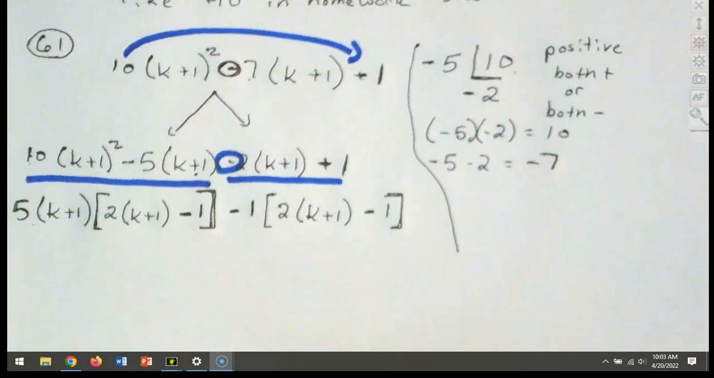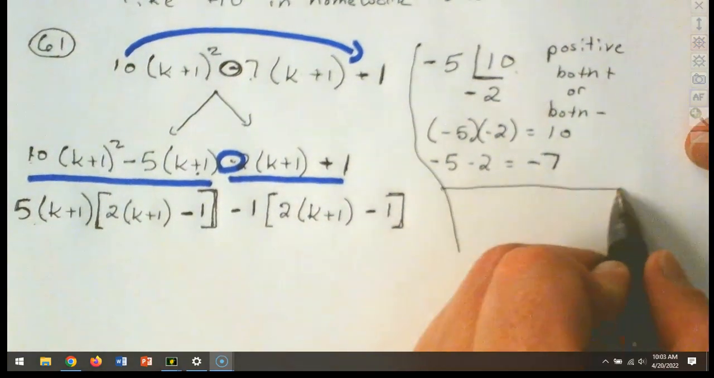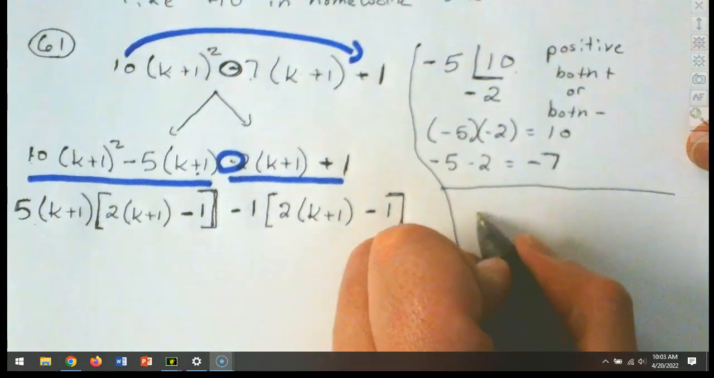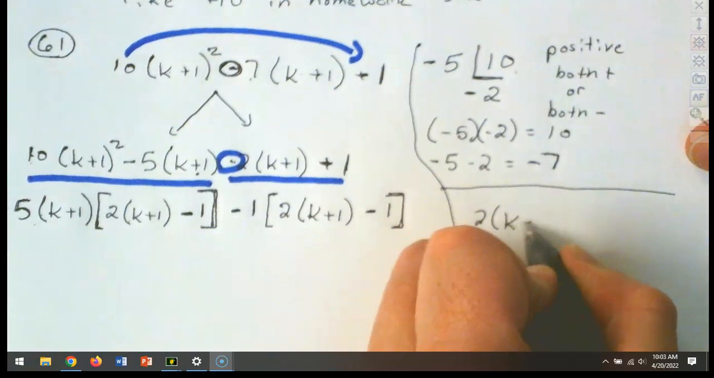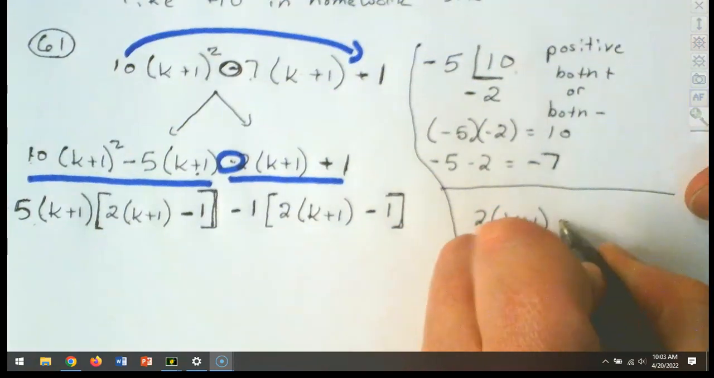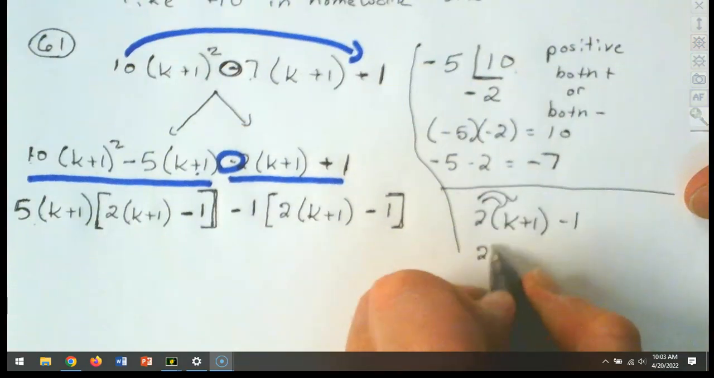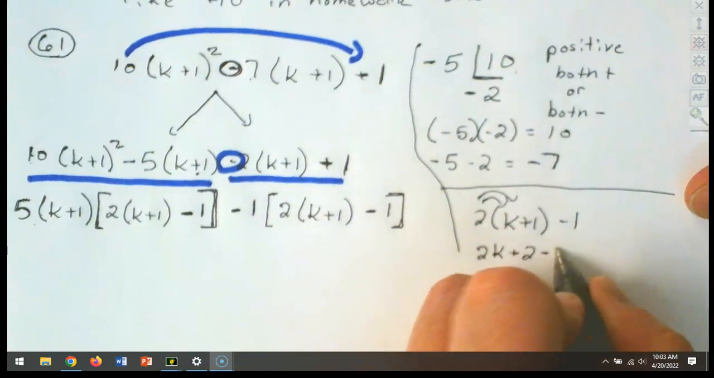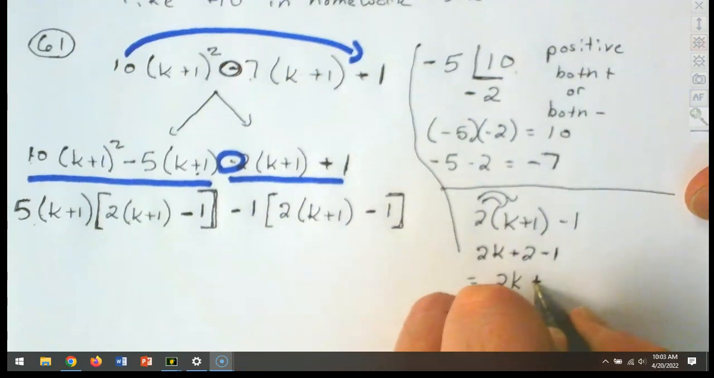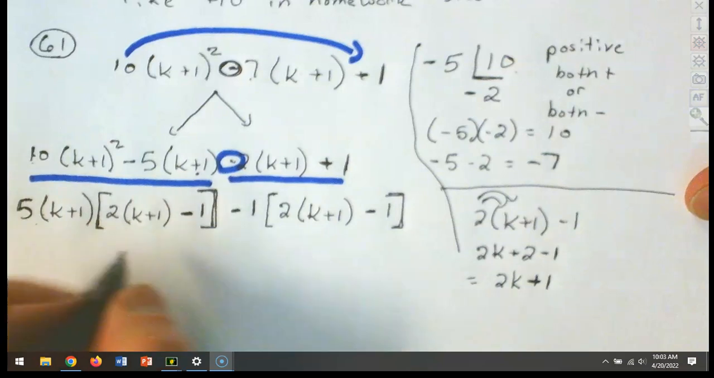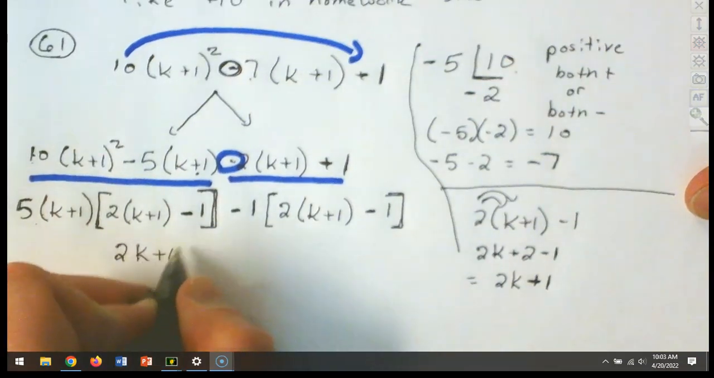Okay, now, we're going to go ahead and clean these square brackets up a bit so we can deal with them. Because we've got to distribute through and we've got to combine. So we need to clean up this part here. So we've got 2 times k plus 1 minus 1. Distribute your 2 through. So that's going to be a 2k plus 2 minus 1. And that is then a 2k plus 1. So this actually comes down to be, when you distribute it through, 2k plus 1.